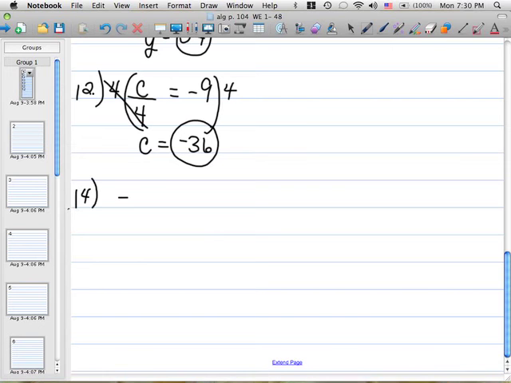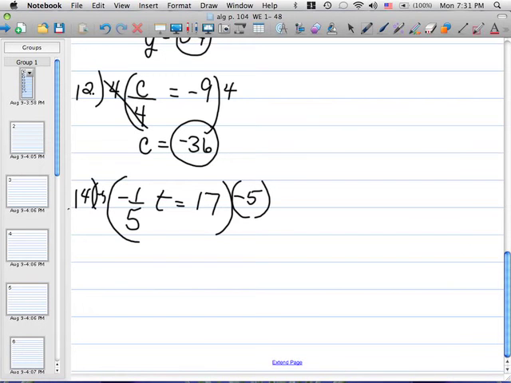We have -1/5 t equals 17. We're multiplying by -1/5, so we're going to use its reciprocal. So we're going to multiply by -5. Those cancel out, leaving us t, and 17 times -5 is -85.